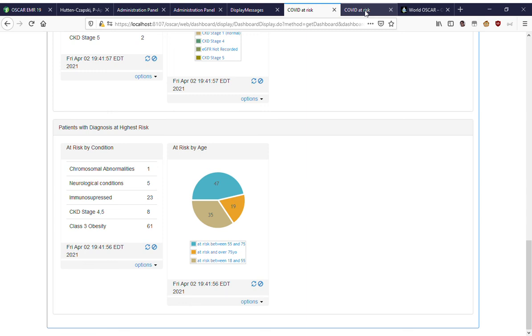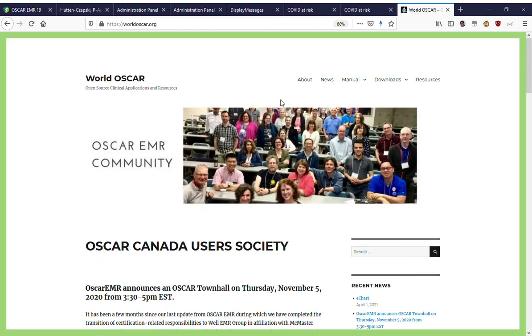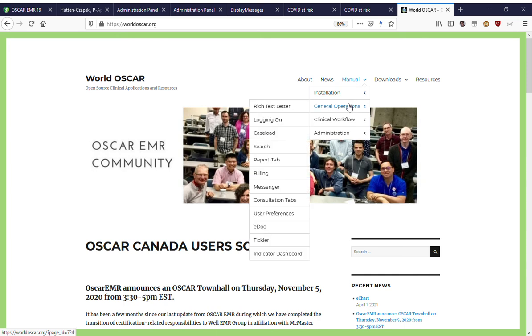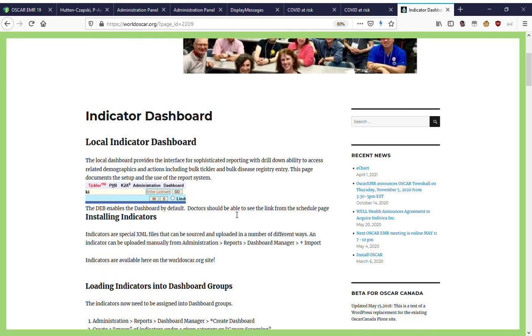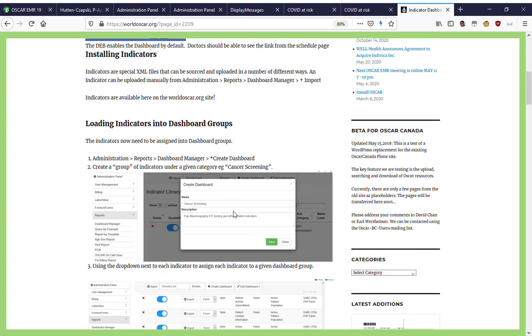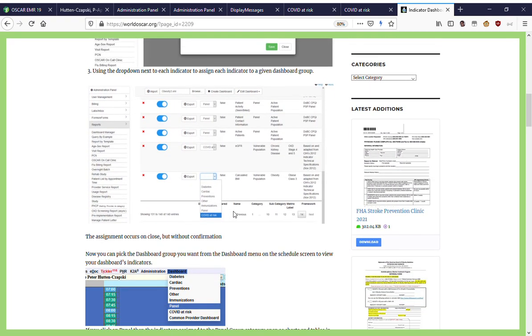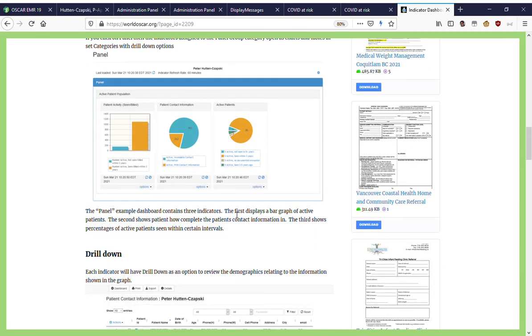And that's pretty much it for now. I think if this interests you and you want to look at some notes on that, you can go to World Oscar, you can go to Manual, you can go to General Operations, you can go to Indicator Dashboard, and that will give you the local indicator dashboard and instructions, a lot about which we spoke about here.